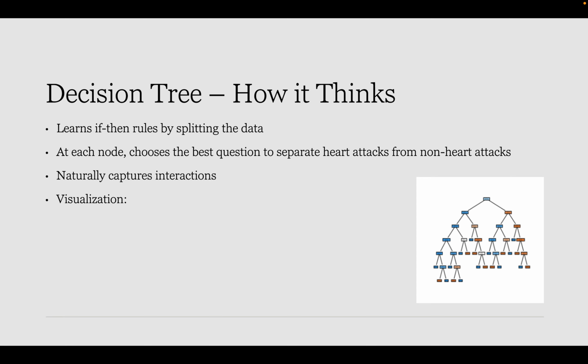Next, we have a decision tree. And how does it learn? The most basic and simple way of explaining how a decision tree works is often how a physician would think at the bedside. If the patient has this going on, is this the cause or is this the cause? And so basically it learns if-then rules by splitting the data. If you look on your right-hand side, that is a decision tree model, and it basically keeps splitting the data into pure groups until it could decide who likely had a heart attack and who didn't.